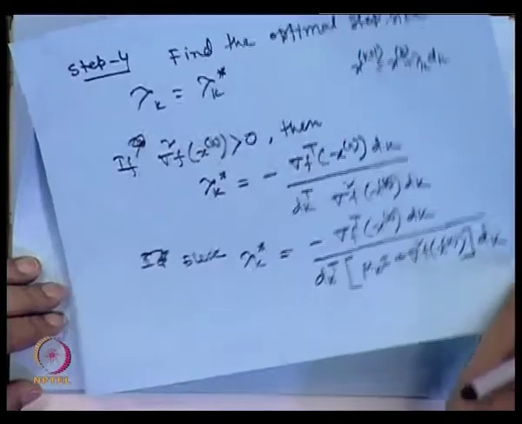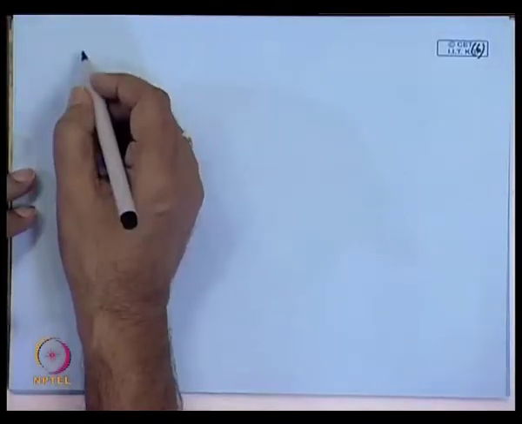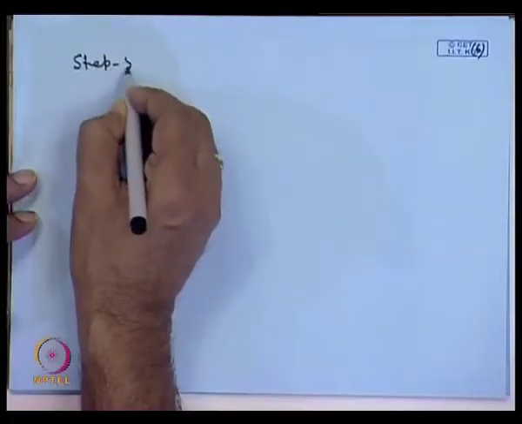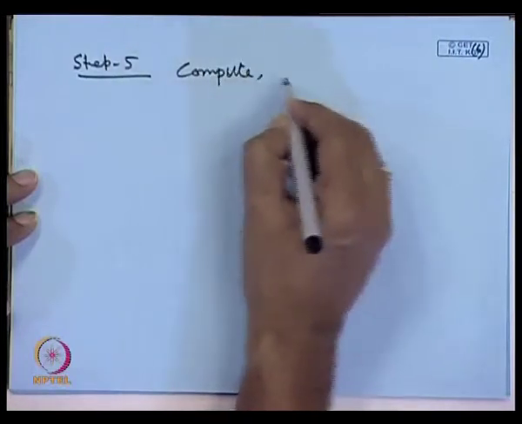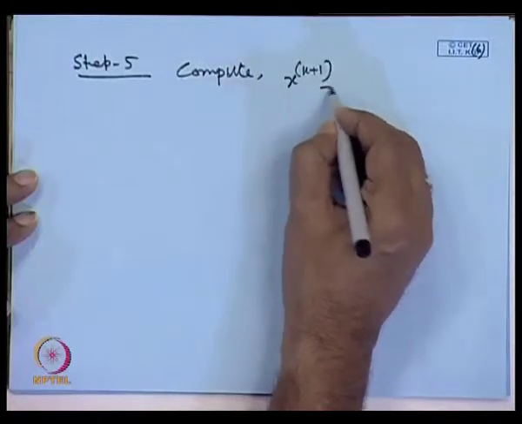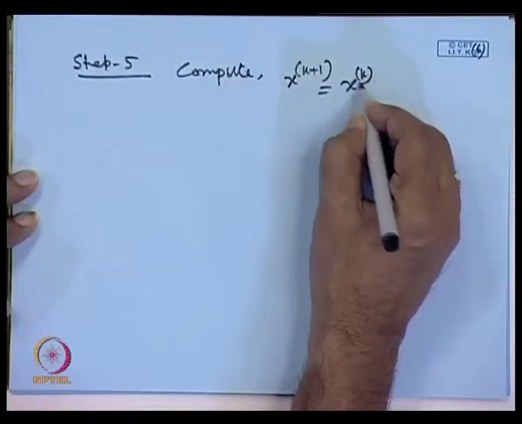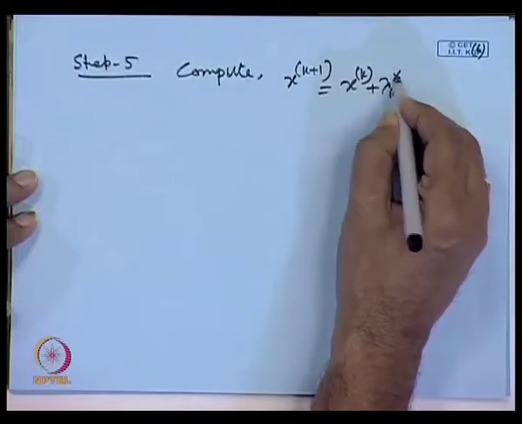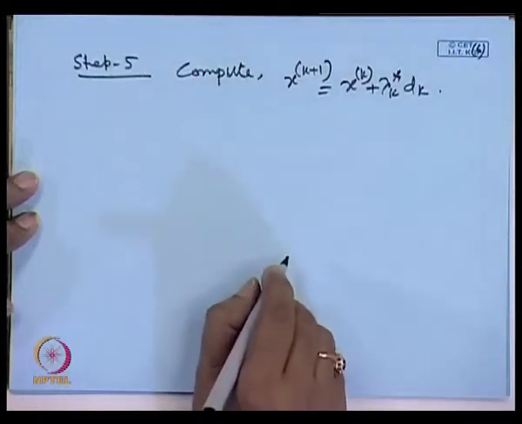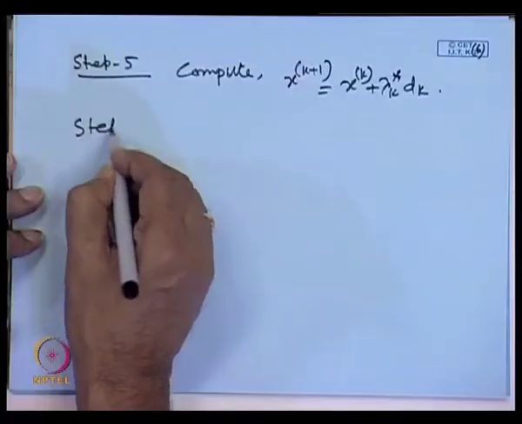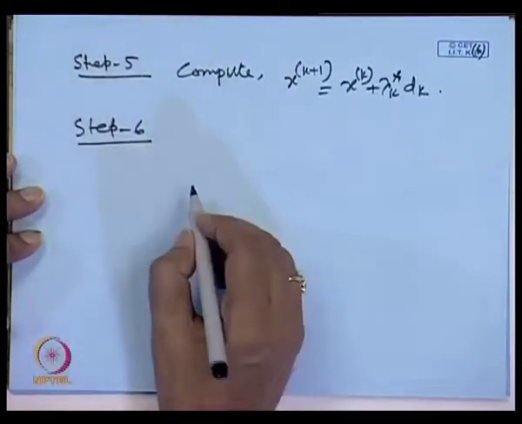Once you get the optimal step size, then immediately I can find out the updated value of the decision variables. Step 5: compute x superscript k plus 1 equal to x superscript k plus lambda k star, just as we have obtained, into d k. So, next is to check with the tolerance whether the iteration will be stopped or not. After each iteration we have to check that.